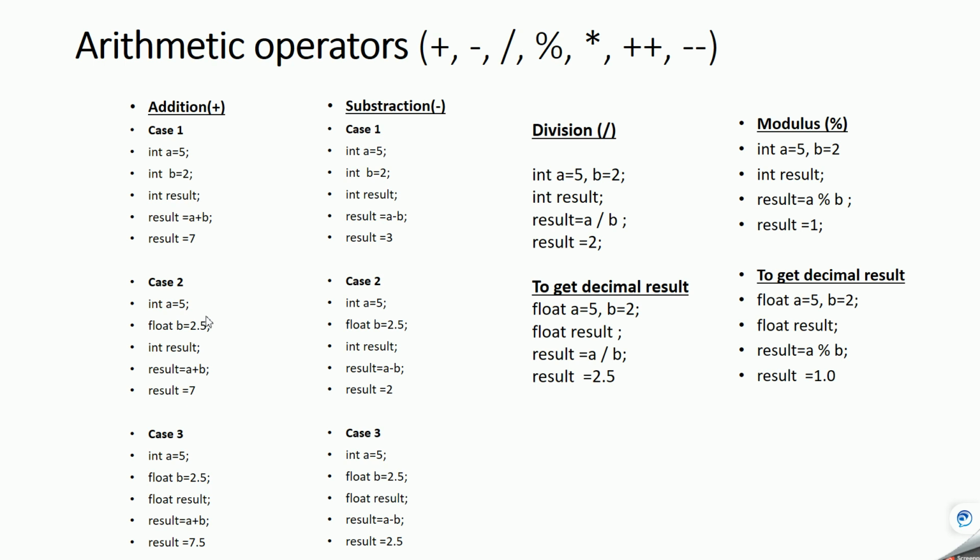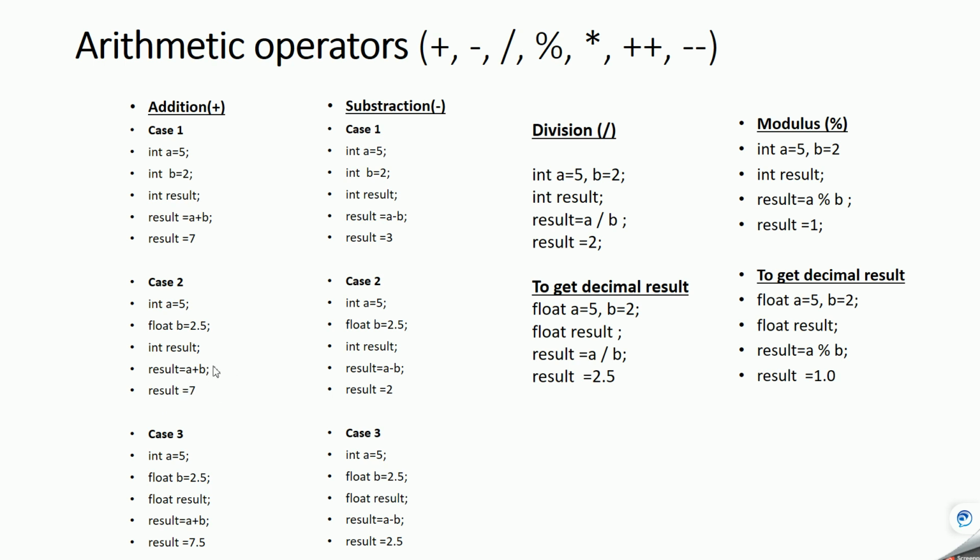Why? Actually, it should have come as 7.5, but it is coming as 7 only. This is because we have declared this result as an integer, and we know in C programming it can hold only integer values, it cannot hold decimal values. So when a plus b happens, the result will be 7.5, but when we store this value, as it can hold only an integer value, the 0.5 will get discarded and 7 will be stored.